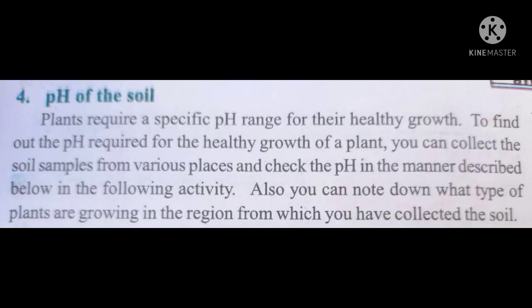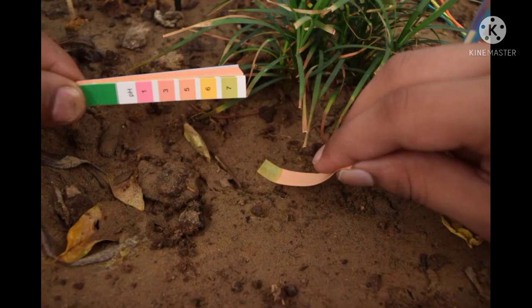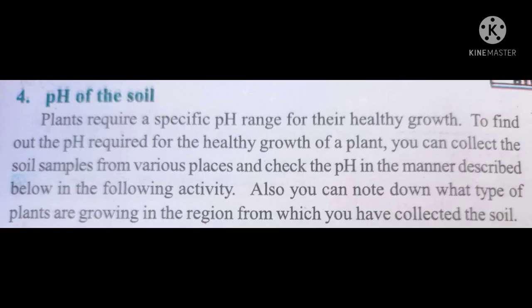Last one is pH of the soil. Plants require a specific pH range for healthy growth. So, to find out the pH of the soil samples from various places, the ideal pH range is between 6 to 7. A soil pH below 5.6 is considered low for most crops.